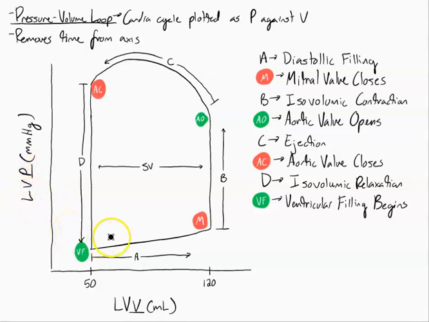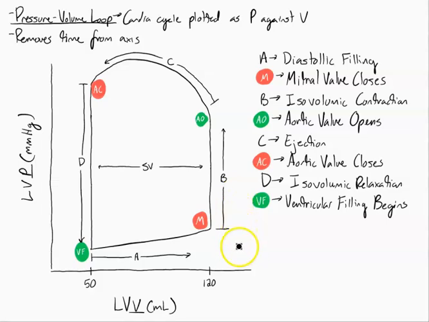If we start at A here, this is VF. VF is where the mitral valve opens and passive ventricle filling begins, which is phase A. Over time, the ventricle is filling with blood passively, nothing's forcing it in there. And then at M, the mitral valve closes, and this is where we enter the isovolumetric contraction. So this is phase B.